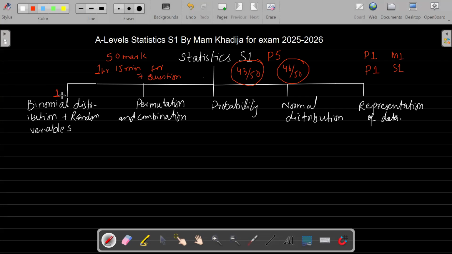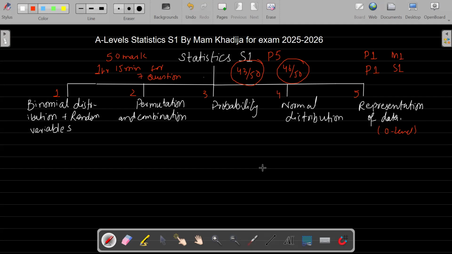The chapters which are going to be included in this course outline are five. The first chapter is binomial distribution and random variable. The second chapter is permutation and combination. The third chapter is probability. The fourth chapter is normal distribution, and the fifth one is representation of data. The fifth chapter, representation of data, has the same content as O level. So I will explain this chapter to you at the end, so that if we are lacking in time, we can wrap it up quickly.